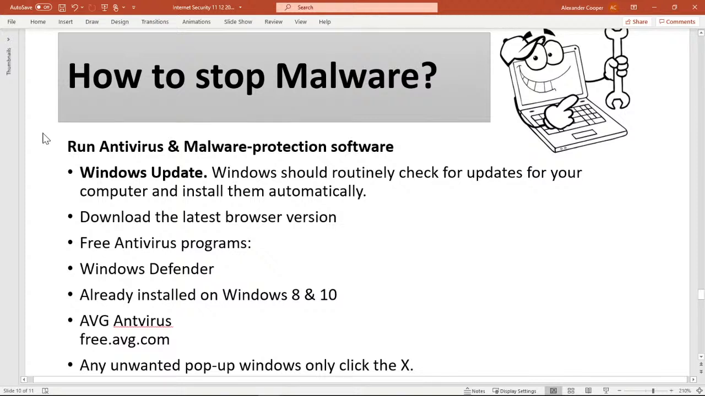So download the latest web browser version. A lot of our browsers, when we start them, like Firefox or some of the other ones, will automatically connect in there and see if it can update.